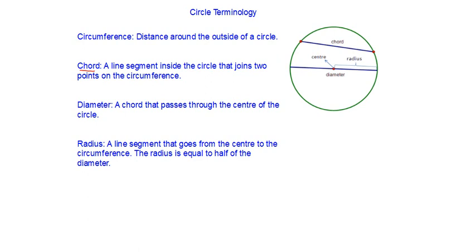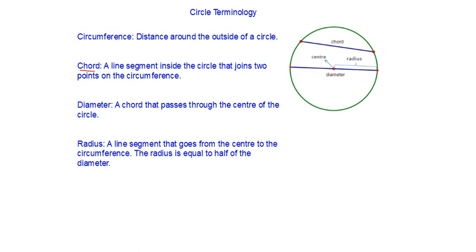The next one is a term that you probably know already, the diameter. The diameter is a chord that passes through the center of the circle. So we put a point on one end and we draw a line straight through the center of the circle, and we get to the other end of the circle. So the diameter is a chord. It's a special kind of chord that goes through the center of the circle.